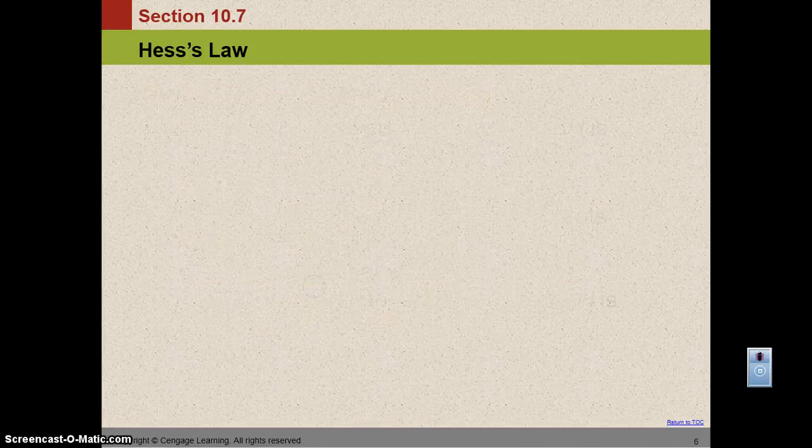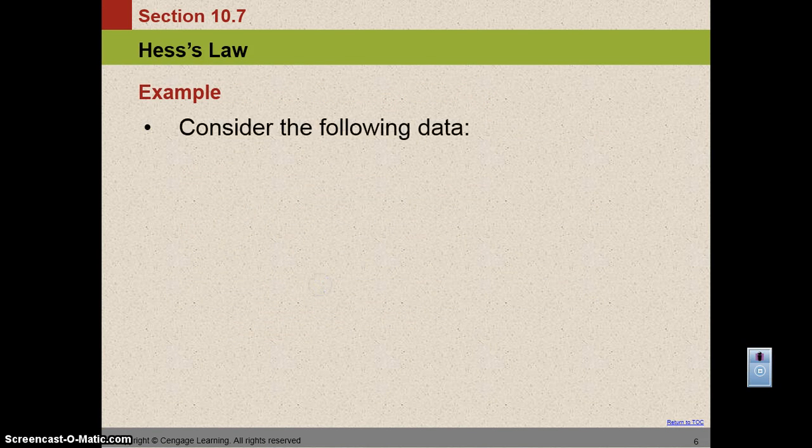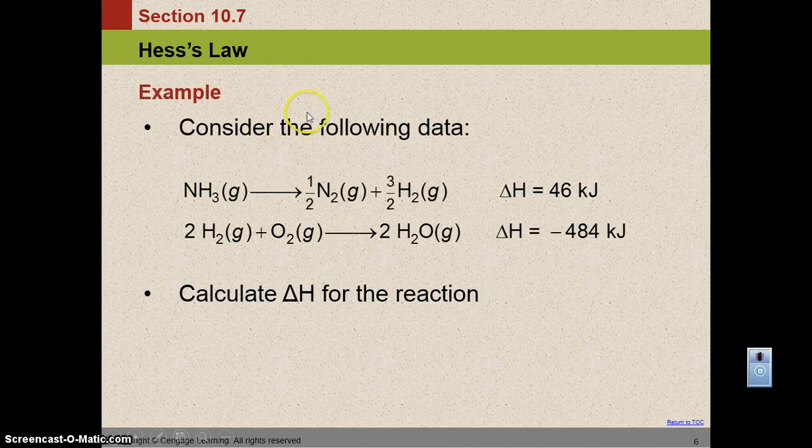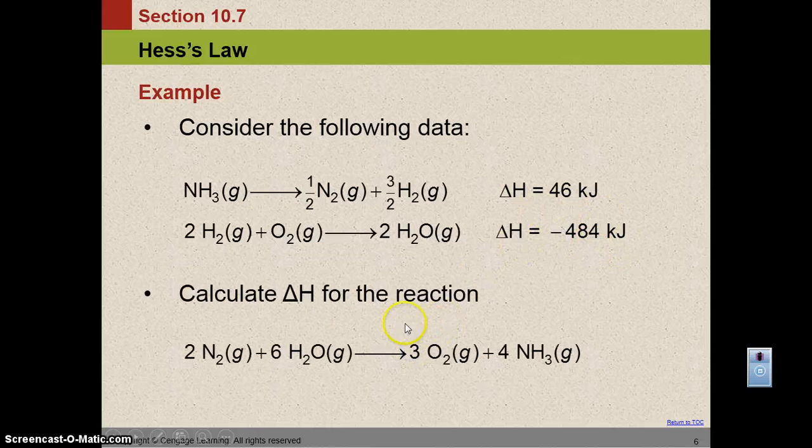We're going to take a look at a problem. We're going to consider this following data. Here's the information that we have. 2 separate reactions, 2 separate delta H's. And what we want is to calculate the delta H for this reaction. So this actually is our answer, and our delta H is our final answer. So this is what we want to come up with.